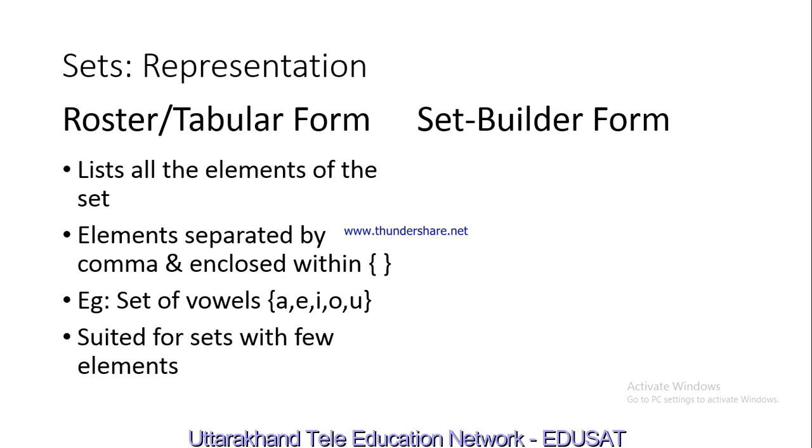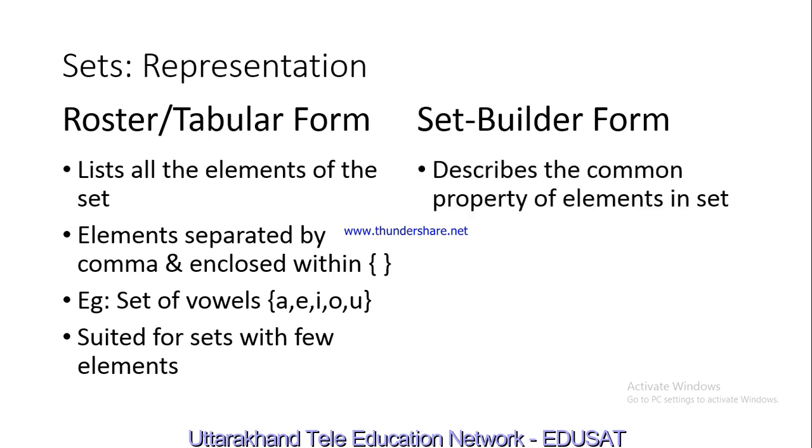Now where do you use tabular form or the roster form? You would understand that these are very suitable if these sets have only few elements, like the case here. There are only 5 elements in the set vowels. So whenever there are few elements, you can always make use of the tabular or the roster form. But if there are large number of elements, say 100 elements, 200, or maybe infinite number of elements, then the representation form that you will be using is the set builder form.